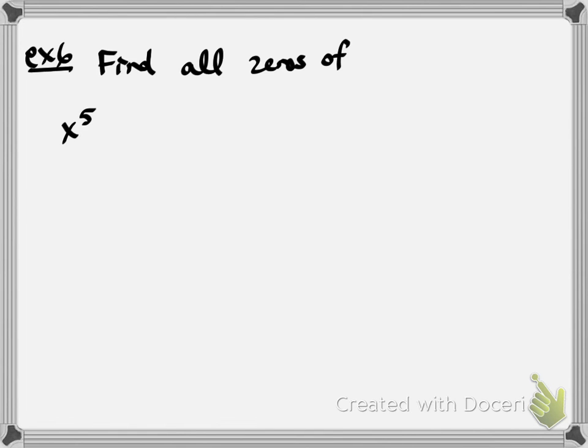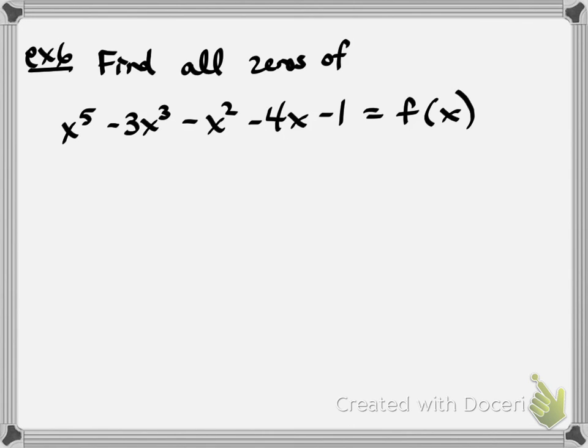So let's see how we're going to use all this information. You're just getting a lot of powerful tools to use. So we're going to find all the zeros of x to the 5th minus 3x to the 3rd minus x squared minus 4x minus 1. Actually, I don't love this. This one isn't factorable because we have 5 terms.